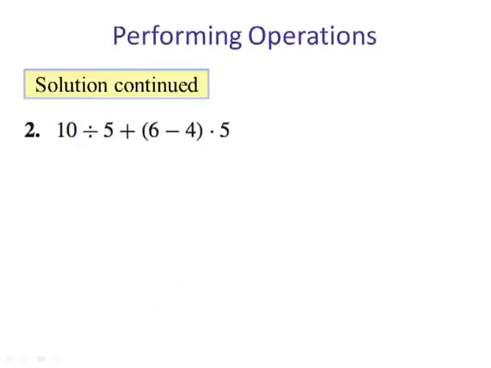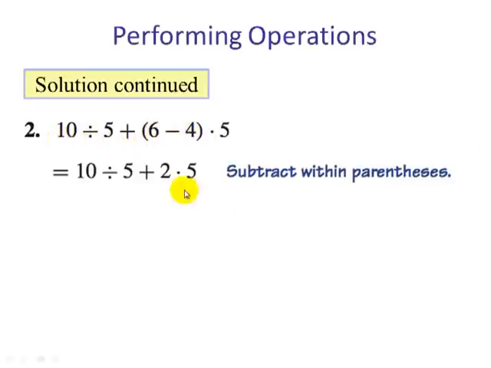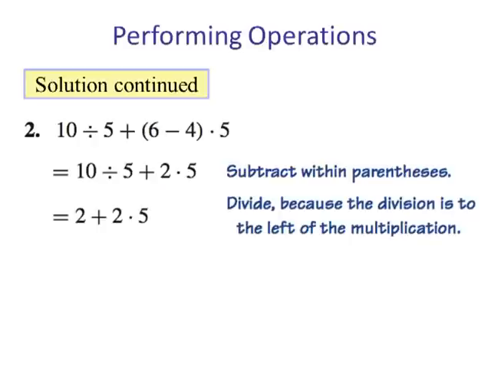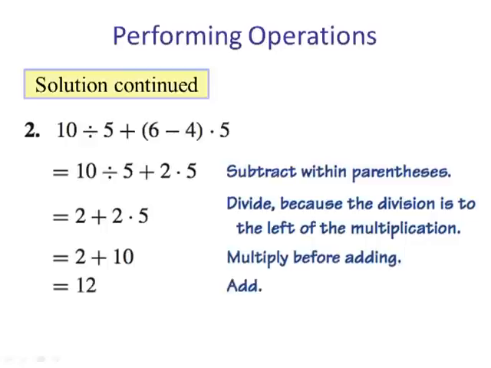Number 2, first thing we're going to do here is parentheses. 6 minus 4 is 2. We have division, addition, multiplication. So going from left to right, division would come next. So 10 divided by 5 is 2. We have addition, multiplication. We do multiplication next. We get 10. And then finally we add, and the answer is 12.